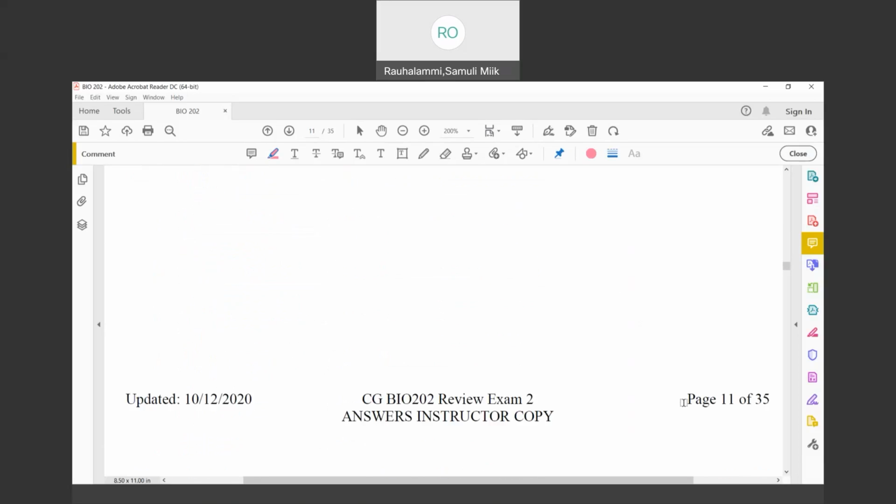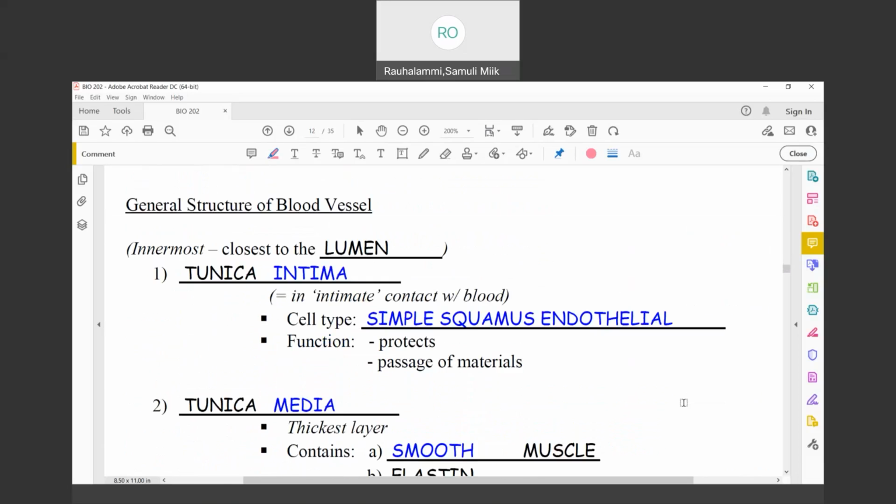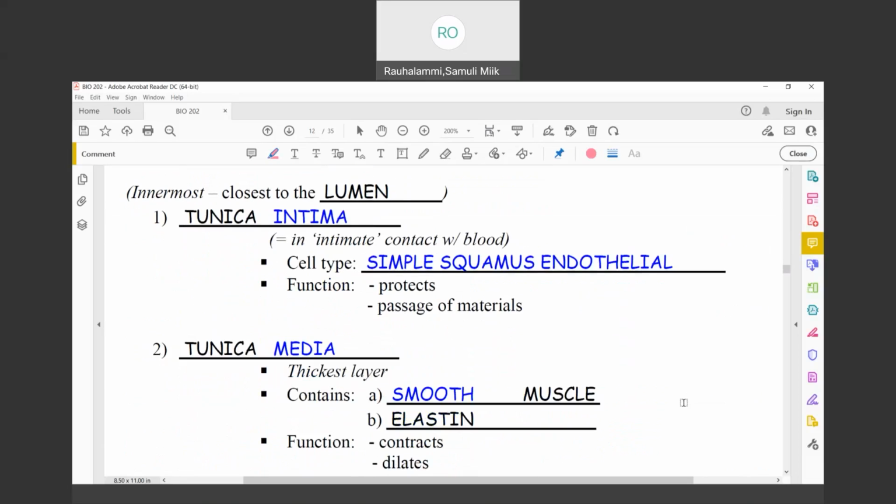One thing that we saw was that these blood vessels, regardless of what they were, had a general structure that was shared by all of them. The tunica intima was the innermost layer, in intimate contact with the blood, typically made of endothelial cells of simple squamous type, so one layer of these flattened, disc-shaped looking cells. Its function is twofold: facilitating passage of materials across this layer, but also protecting the layers underneath.